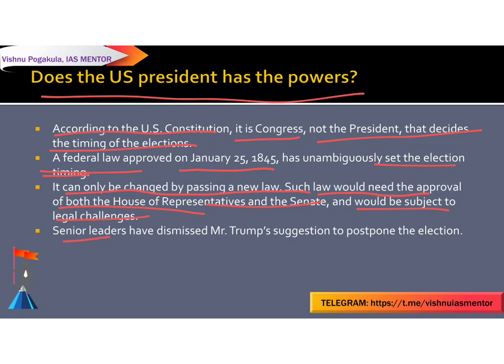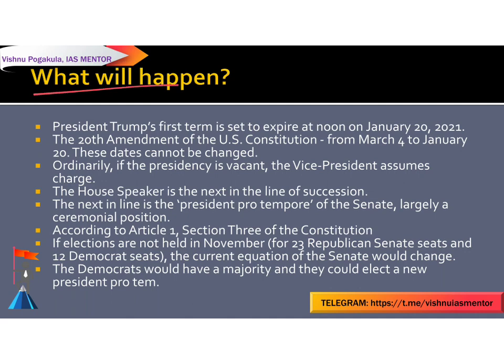Next, senior leaders have dismissed Mr. Trump's suggestion to postpone the election. So what is next? President Trump's first term is set to expire at noon on Jan 20, 2021. According to the 20th Amendment of the US Constitution, these dates, from March 4 to Jan 20, cannot be changed.